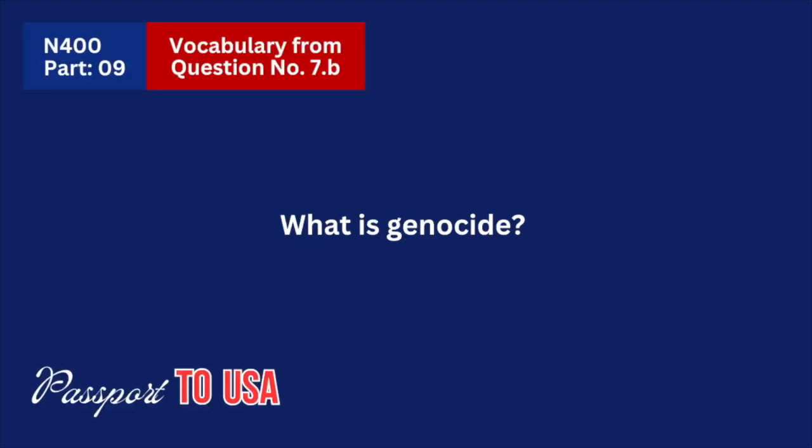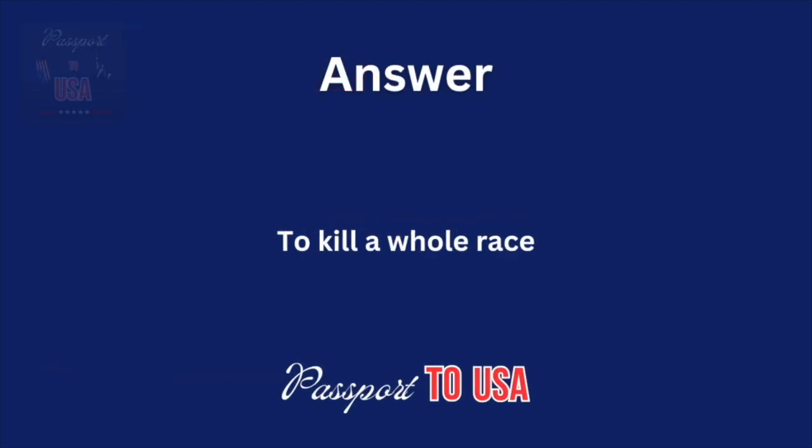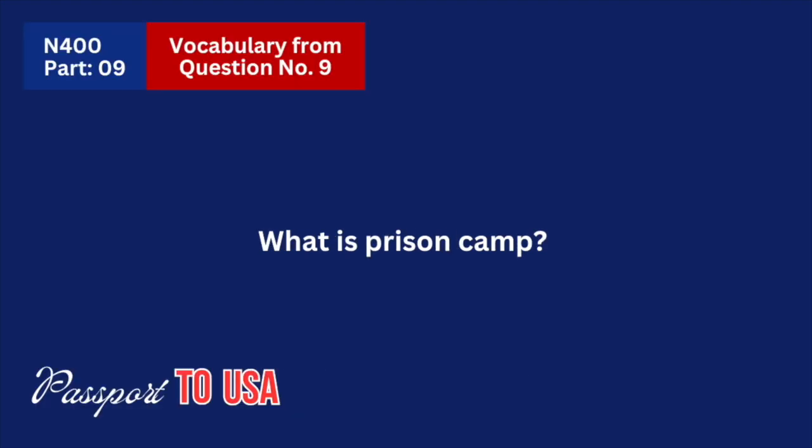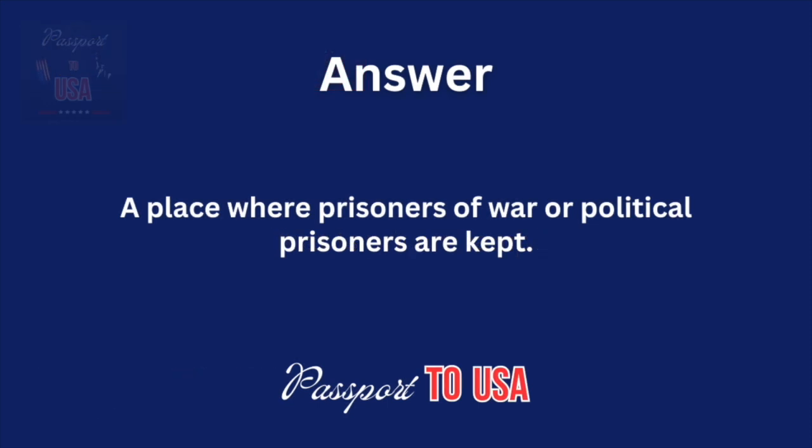What is genocide? To kill a whole race. What is prison camp? A place where prisoners of war or political prisoners are kept.